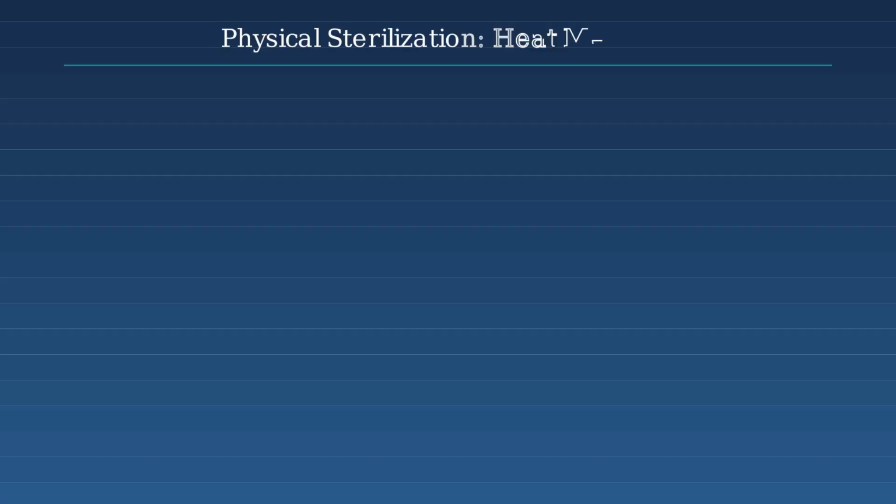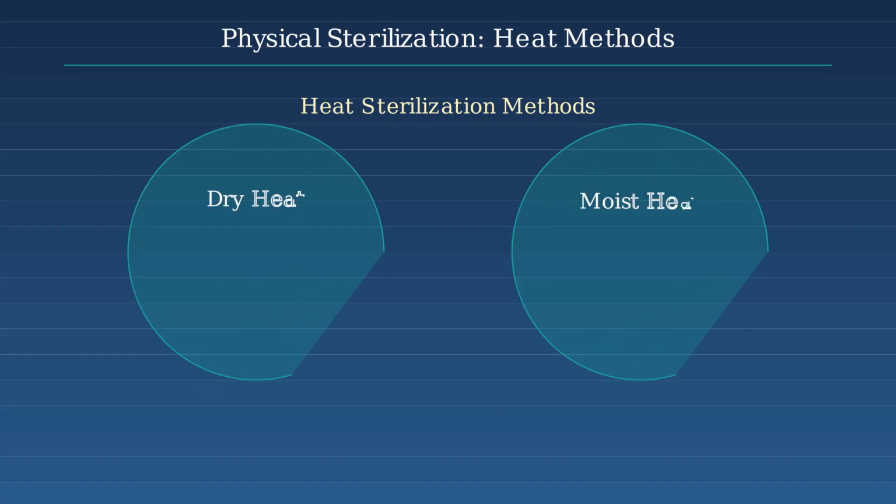Physical sterilization using heat methods is one of the most effective and widely used approaches for eliminating microorganisms. Heat effectively destroys microorganisms by denaturing proteins and disrupting cell membranes. Heat sterilization methods can be divided into two main categories: dry heat and moist heat.